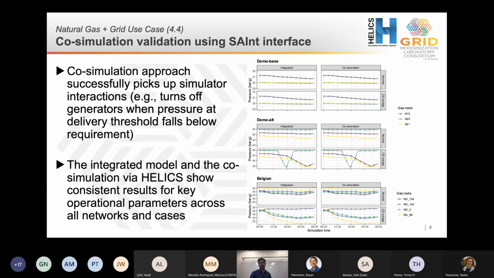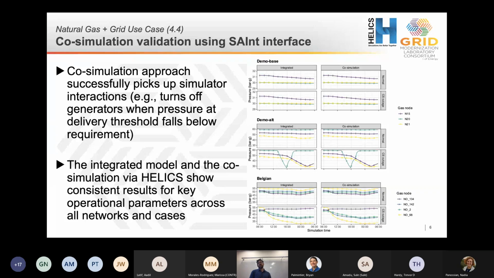The plot on the right is showing one of the metrics for pressure on the gas network, comparing the integrated approach with the 2 Saint simulators with the co-simulation approach using Helix, and we got basically identical results across the 2 approaches. This is a really good sign that our Helix co-simulation tool is capturing some of the relevant dynamics between the coupling of these 2 systems.